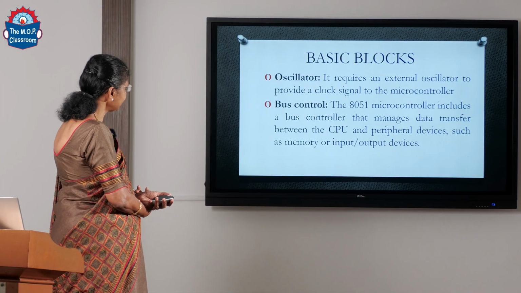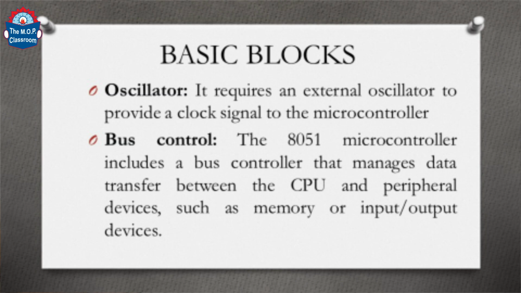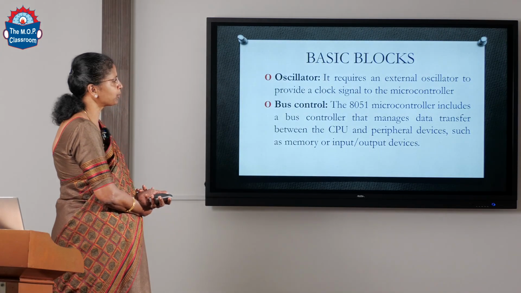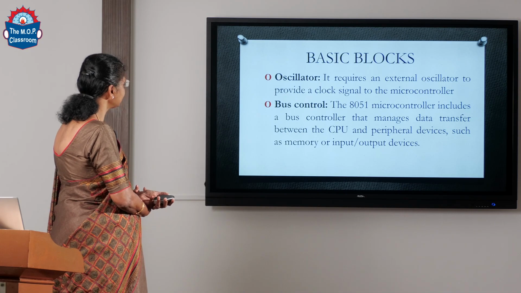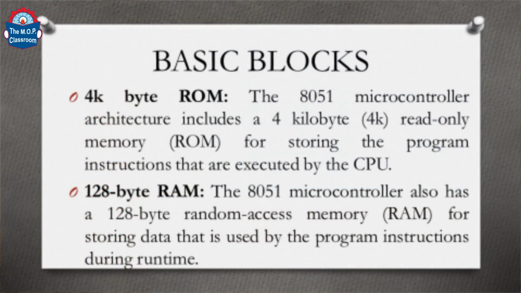Next comes the oscillator. As we saw, this external oscillator generates the clock signals necessary to synchronize the various events inside the microcontroller. And also we saw the bus control, which controls the various types of buses inside the 8051 for proper communication between the peripheral devices. And then we saw there is a 4K byte ROM which is used for storing the program instructions. It is read only, and then we have 128 byte RAM which is used for storing the data that is used by program instructions during runtime.